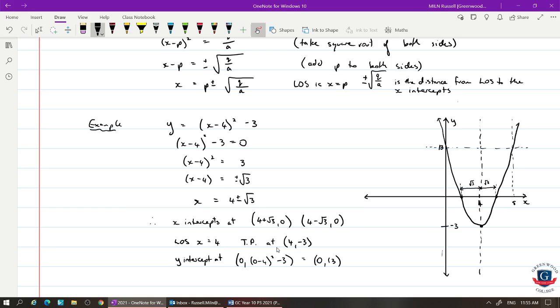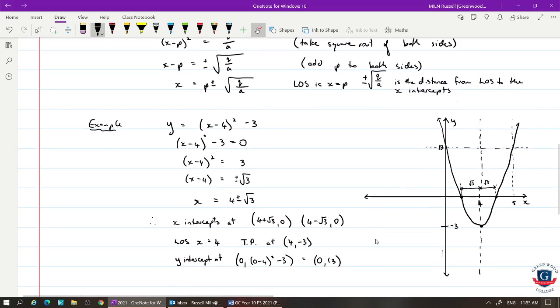The line of symmetry will be at x equals 4. That's what it's symmetrical about. The turning point's at (4, negative 3). We know that from turning point form, as we knew the line of symmetry from turning point form. And if we sub 0 into this equation, which I've done here, we'll find out that the y-intercept's at (0, 13).